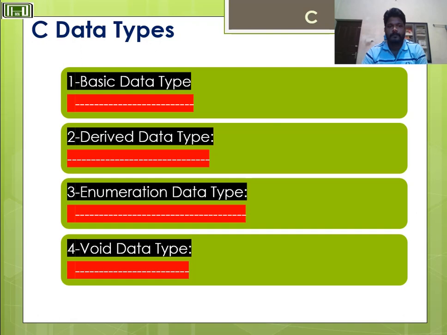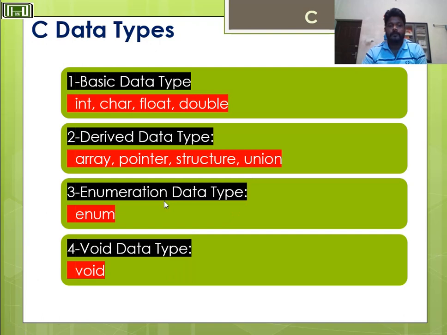So before going to the topic we need to understand the C data types. We have four categories of data types. First one, basic data type. Second, derived data type. Third, enumeration data type. And fourth, void data type. In basic data type, integer, char, float and double data types. In derived data types we have array, pointer, structure and union. Then enumeration data type, that is enum, and last void data type, that is void.